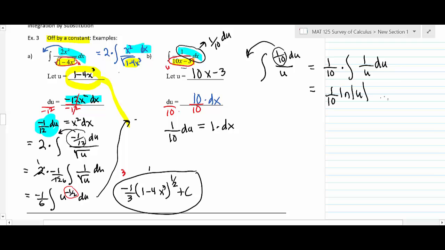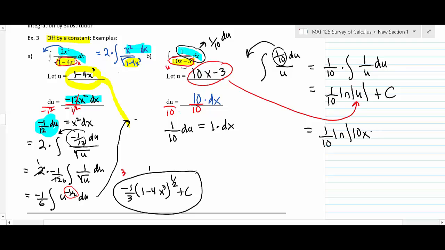ln of u, good. Okay, plus c. So that is 1/10 ln of u plus c. Last step is always the same. Whatever u is, plug it back in, and then you're done. Okay, so the final answer would be 1/10 ln of 10x minus 3 plus c.